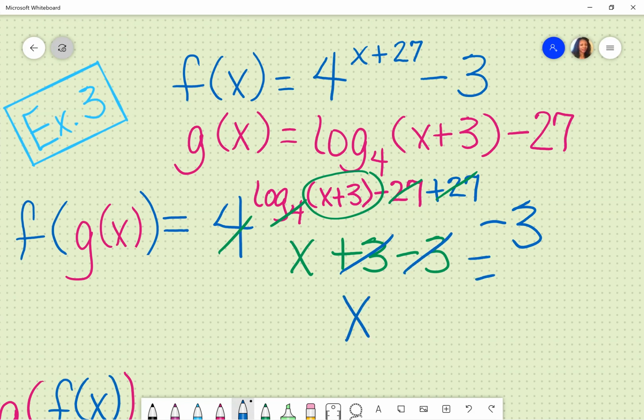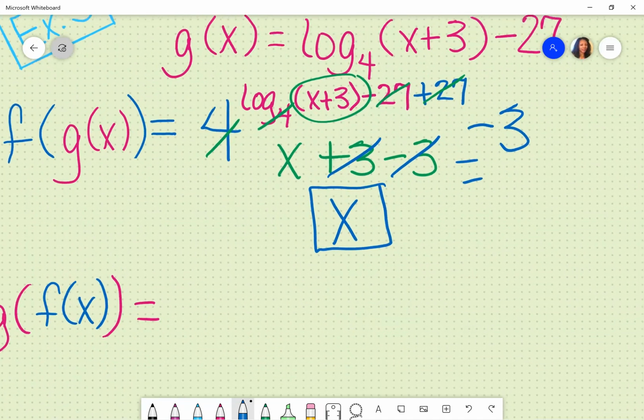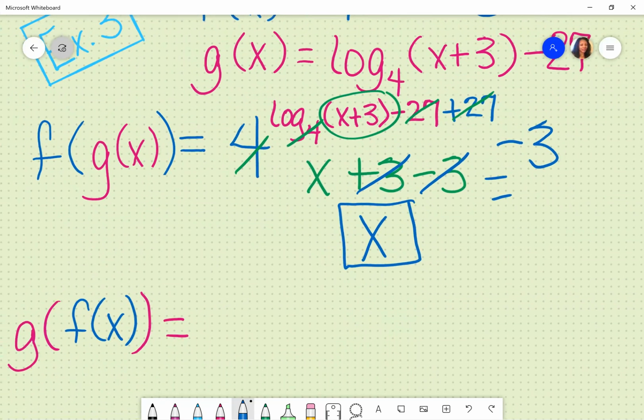You got it, x. So let's just hope g of f of x gives us the same result. So then we can say that, yes, they are inverses of each other. Now this time we're starting with g because g is what's on the outside. And g of x has log base 4, and you just keep going until you get to an x. Once you get to an x, you replace it with whatever they told you to. They said replace with f of x.